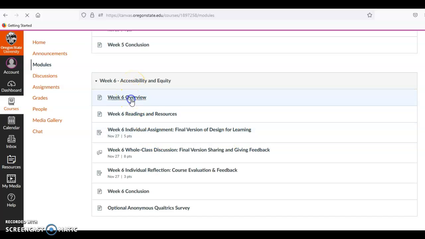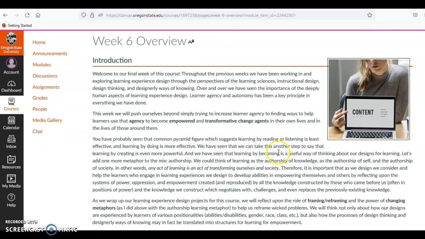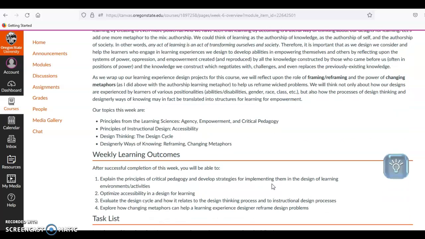And so you'll see in week 6 in our overview that we're going to be talking about a couple of different terms: agency, empowerment, and how our learning design can allow us to be transformative in our learning for our students. And so we've been framing and reframing our questions, we've been developing prototypes, and then this week will have a number of activities that will allow us to really settle in on the final design.